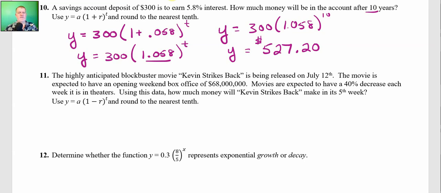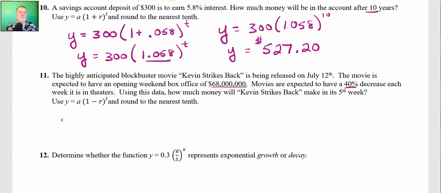All right. Obviously, you've heard of the sequel coming out, Kevin Strikes Back. I don't give you too many details about the movie, but let's just say it's about me. And being released on my birthday. What an honor. Now, my production company says they anticipate a $68 million opening weekend. That's good, because movies always lose money exponentially. The next week they'll make less and less and less. It actually looks like an exponential curve down, so exponential decay. So we have a 40% decrease every week.